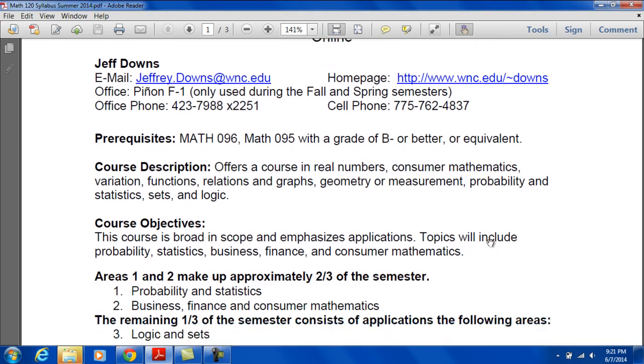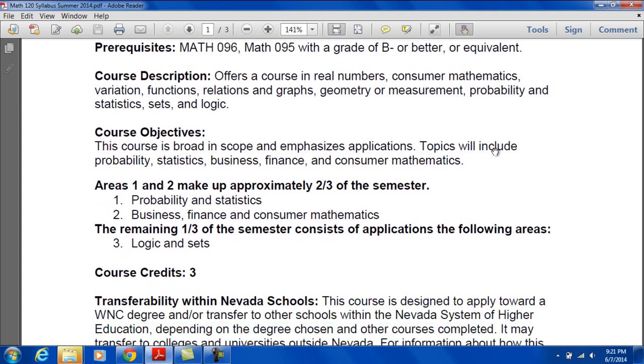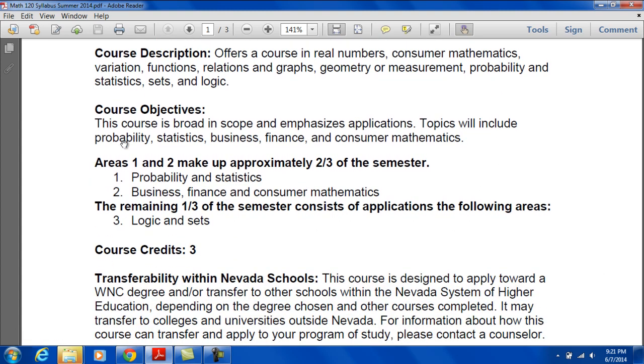Course description offers a course in real numbers, consumer mathematics, variation, functions, relations, and graphs, geometry or measurement, probability and statistics, sets, and logic. So here we have a lot of leeway. This course is broad in scope and emphasizes applications. Topics will include probability, statistics, business, finance, and consumer mathematics. So the two areas that we're going to be working on are probability, statistics, business, finance, and consumer math. That's 2/3 of the semester. The other third is logic and sets.